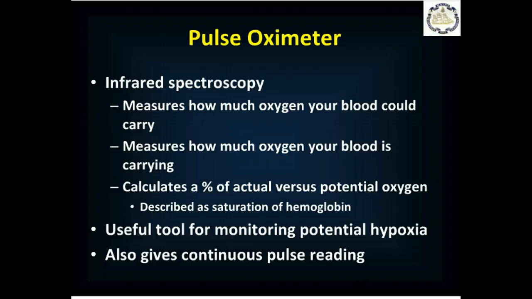And in a normal person, that's above 95%. So it's a useful tool for monitoring people that you're worried have low blood oxygen levels. It's also good for trending over time, particularly if you're supporting somebody's breathing. You can see if you're effectively delivering oxygen to the blood out in the periphery, because you typically put this on their finger or toe or on their ear. The other nice thing about most pulse oxes is because they're detecting blood flow with the hemoglobin, they can give you a continuous pulse reading as well, so it's nice to be able to monitor that over time.